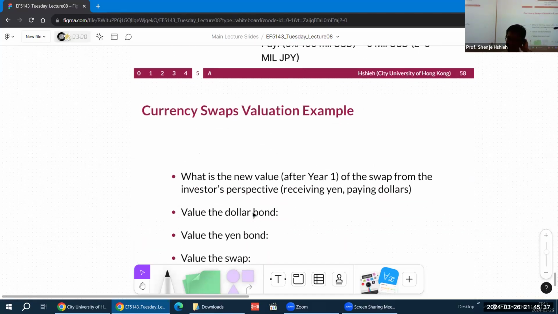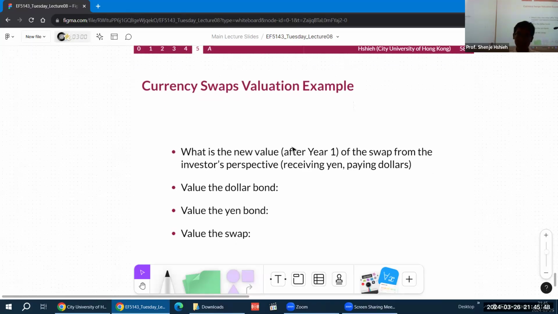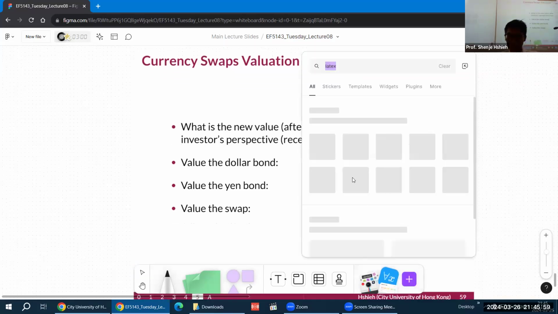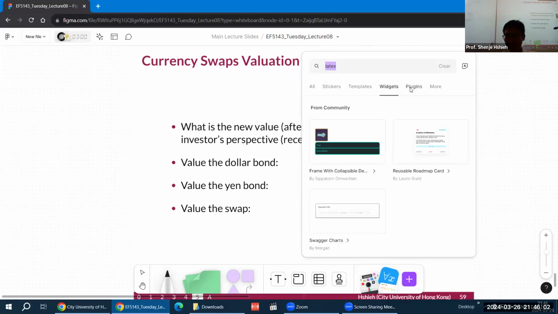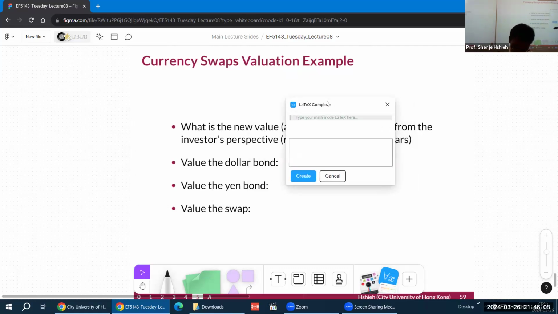But after 1 year, 2% becomes 1%, 6% becomes 5%, and 100 yen per dollar becomes 90. So the value of each leg has now changed because we're assuming that whatever changed after 1 year persists all the way to year 5. So if we want to calculate the dollar leg, we just look at the remaining 4 years of cash flow. So let me do that.